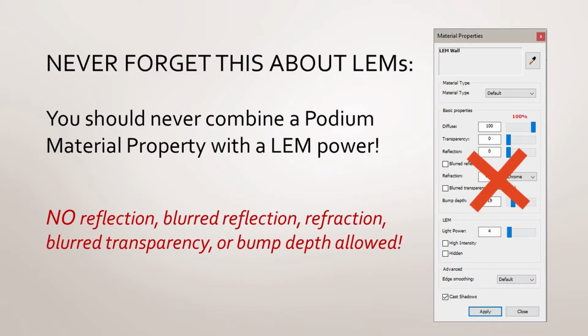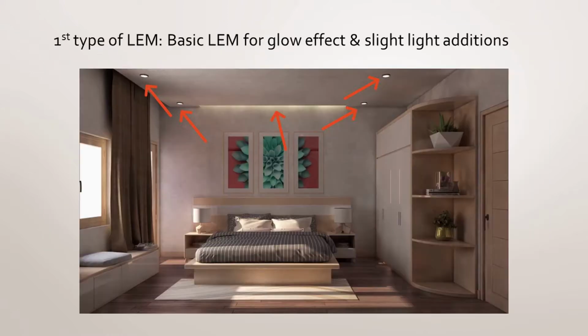One of the most important things to remember about LEMs is this: you cannot have any material properties other than LEM power on a LEM material. For instance, if you create a wall color and add a LEM power to it for a slight glow, you cannot add an MP such as reflection or bump depth. Doing so will make one of 3 things happen to the render. It can come out completely black, completely white, or crash the model.